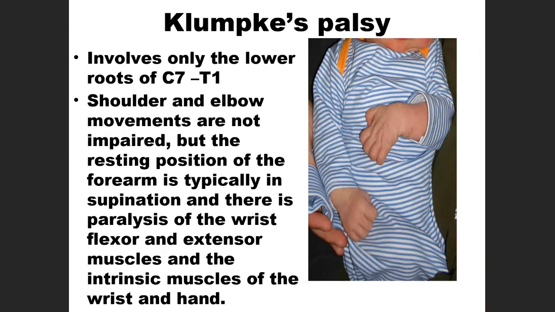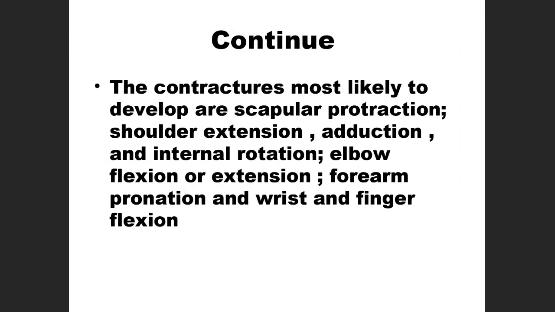Sometimes the Klumpke's involves only the lower roots, C7 to T1. The shoulder and elbow movements are not impaired, but the resulting position of the forearm is typically in supination. And there is paralysis of the wrist flexors and extensor muscles, and the intrinsic muscles of the wrist and hand. So that will be the Klumpke's paralysis.